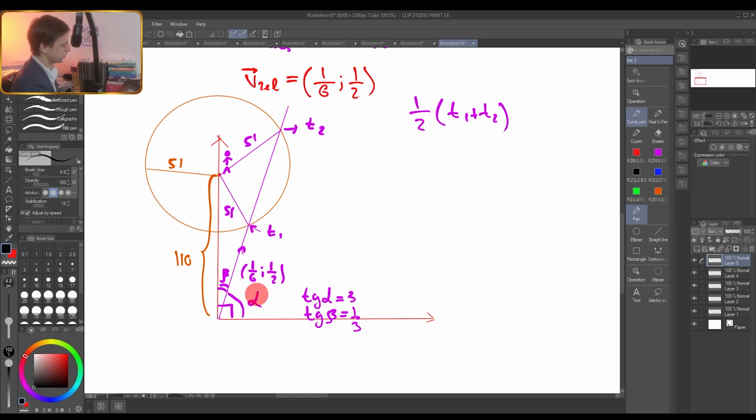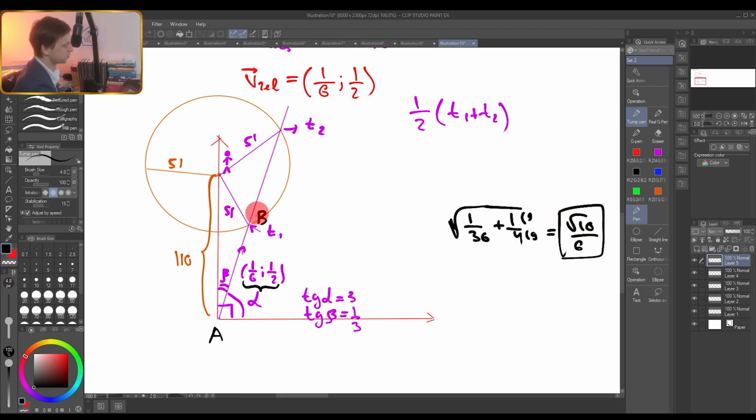You know the radius of this circle. In general, you can find this distance, for example, AB. You can find the distance AB, and divide it by the speed of your car. How to find the speed of your car? It will be simply the length of this vector. And the length of the vector with components 1/6, 1/2 is the square root of 1/36 plus 1/4. Square of this component, square of this component. And this sum, you can multiply by 9, equals square root of 10 over 6. It is the speed of your car when it's moving along this ray.